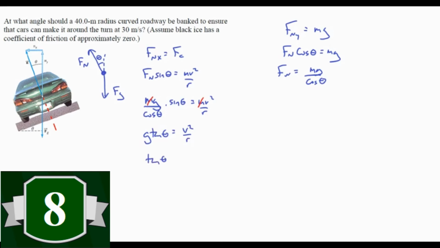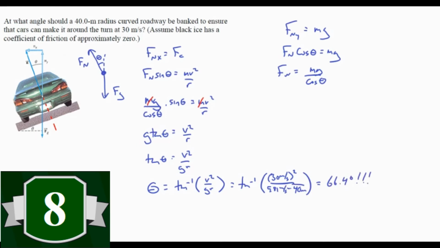So anyway, solve for tan theta, you get v squared divided by gr, then take the arctangent of that, plug in the numbers given, and we get 66.4 degrees, which is an enormous, ridiculous angle. You would absolutely have to slow down, post a much, much lower speed limit, or have a much greater curve if you've got the space to build it.